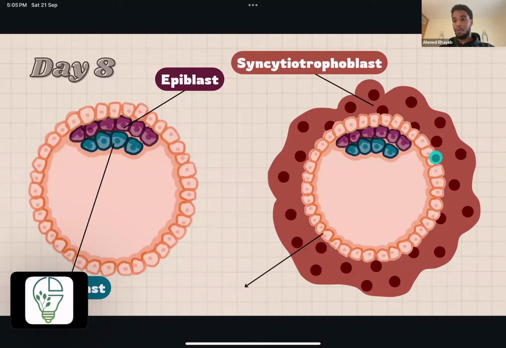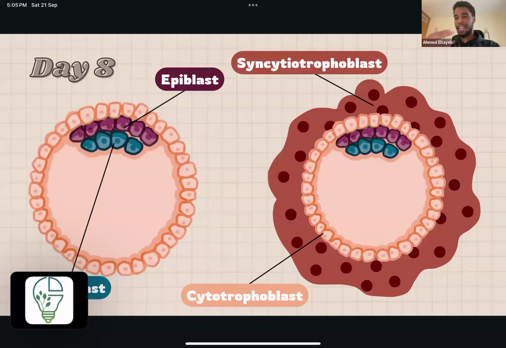The other layer, which has clear cell outlines, clear cell membranes, and they're mononucleated, we call it the cytotrophoblast. Cyto in German means comb. So you can see how it kind of resembles a comb. So yeah, the embryoblast differentiates into epiblast and hypoblast, epi being on top, hypo being below. And the trophoblast differentiates into two different layers, syncytial trophoblast, which is one big fat trophoblast, and cytotrophoblast, which are individual mononucleated cells.